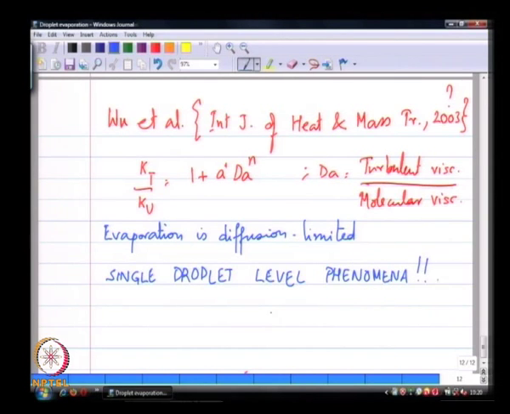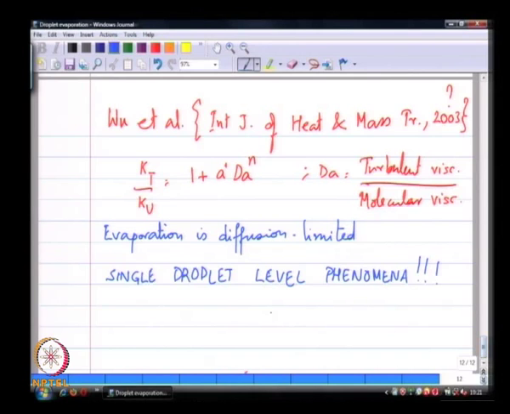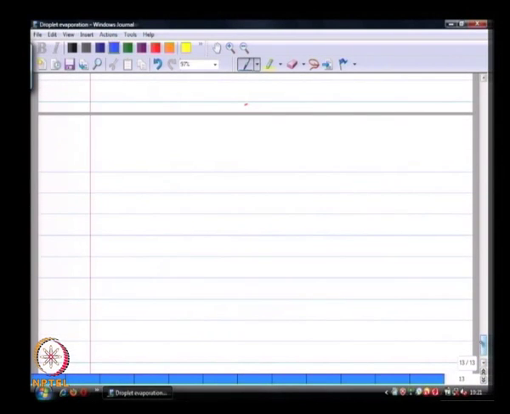At the end of the day, all we have discussed as far as phase change is concerned is within the context of single droplets. Now, how accurate is this in the context of sprays? To understand that, let us continue our discussion of the single droplet phenomena into the case of combustion of single droplets.